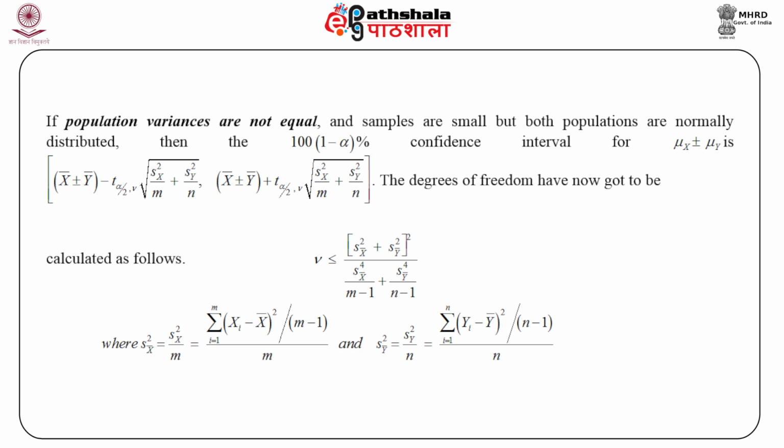And similarly, sy bar square is equal to sy square upon n, which is equal to sigma (yi minus y bar) whole square divided by n minus 1, and this whole divided by n. The calculated degrees of freedom is then rounded off to the lower integer value for obtaining this nu. For example, if the calculated value is 20.79, the degrees of freedom is 20.